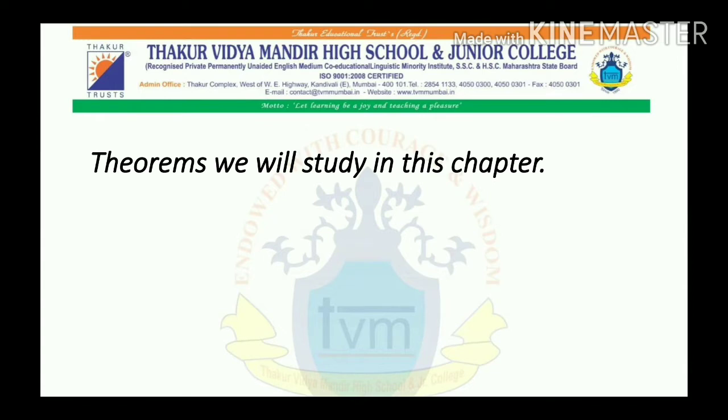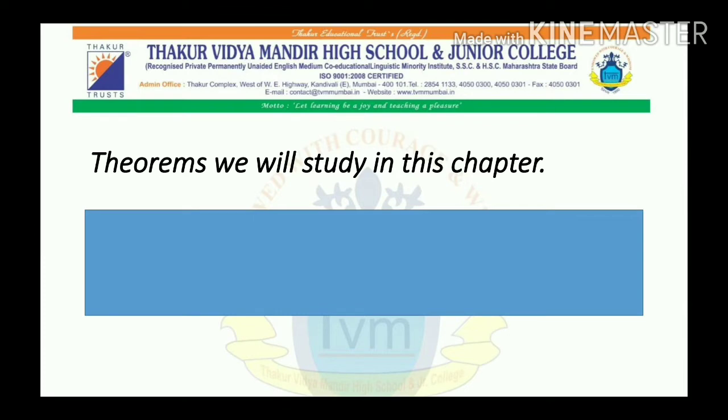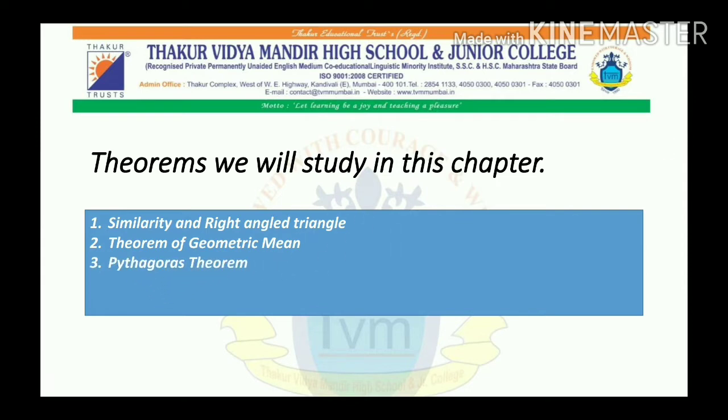The theorems we will study in this chapter are similarity in right angle triangles, theorem of geometric mean, Pythagoras theorem, converse of Pythagoras theorem, and Apollonius principle.